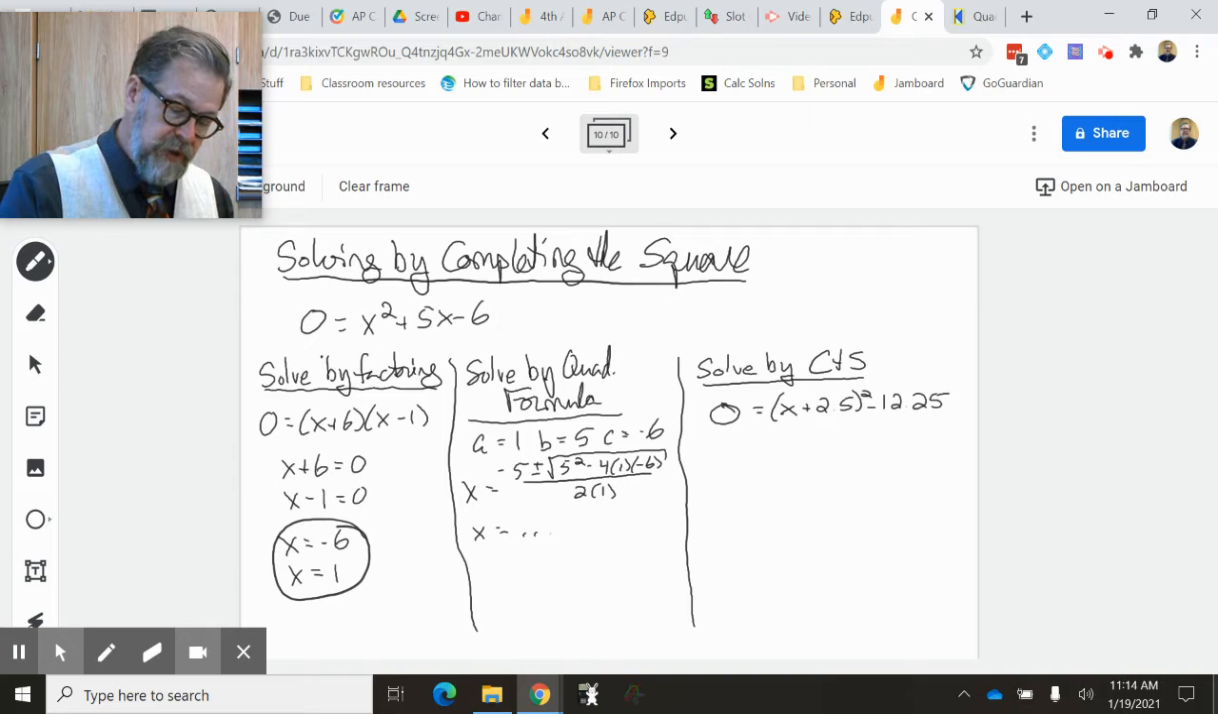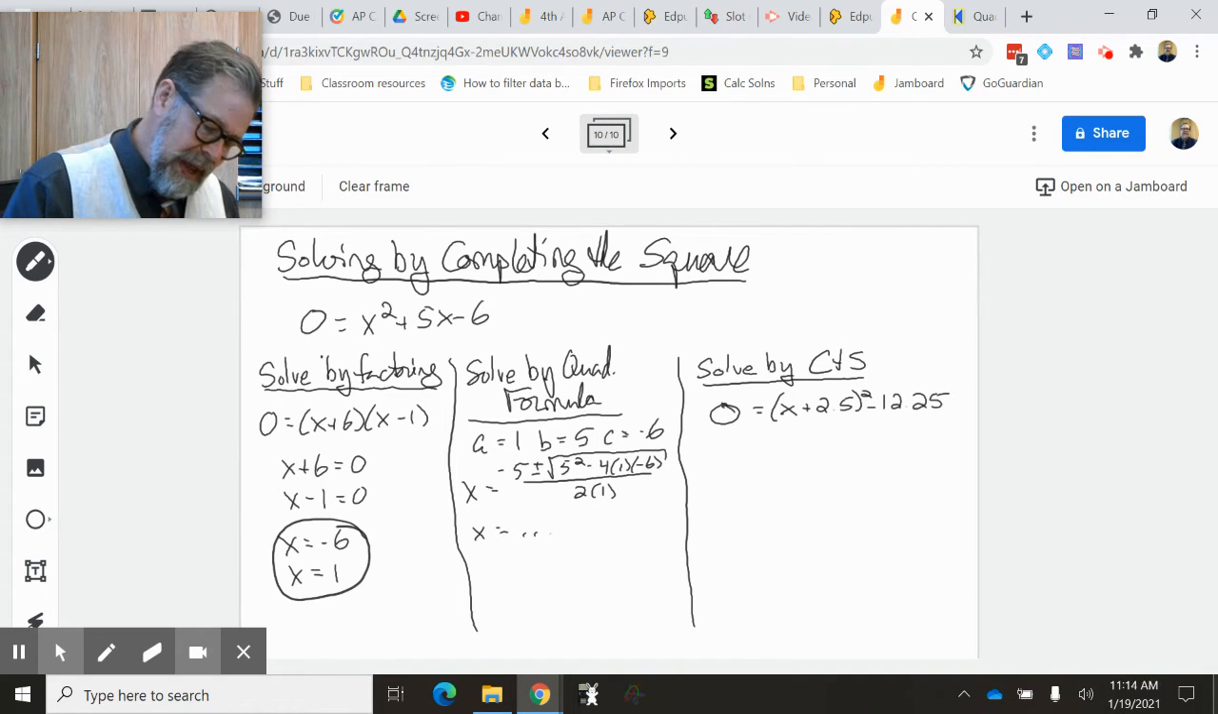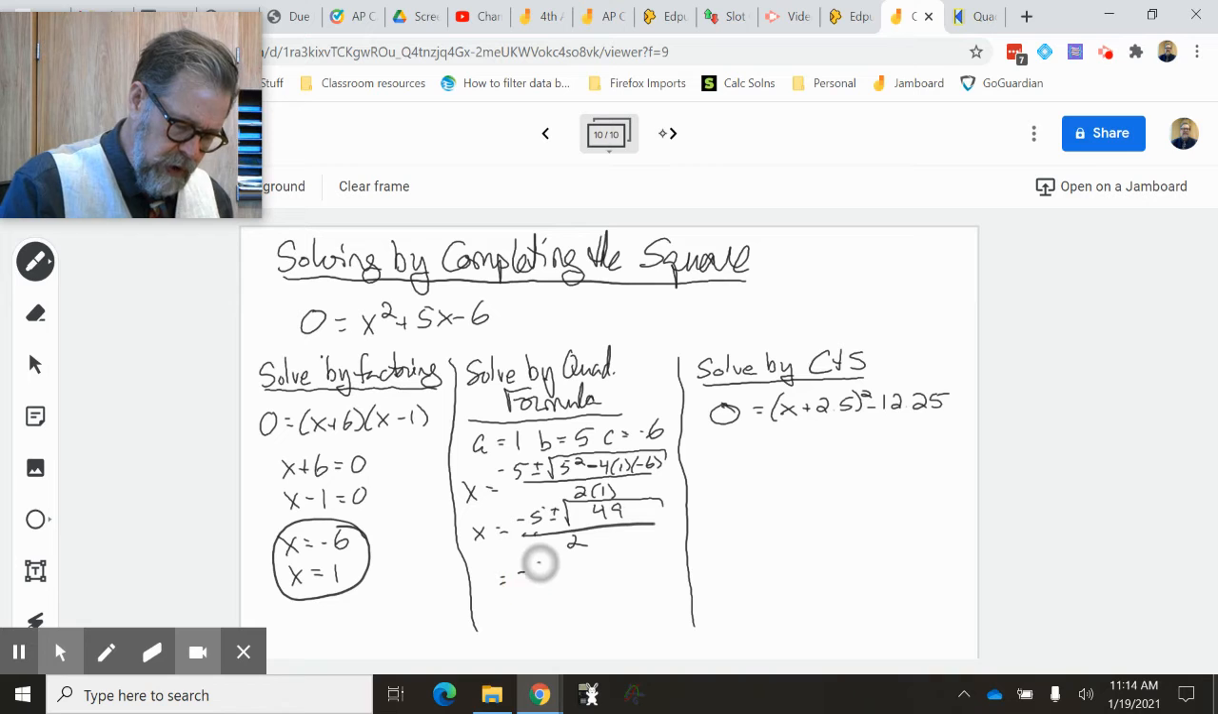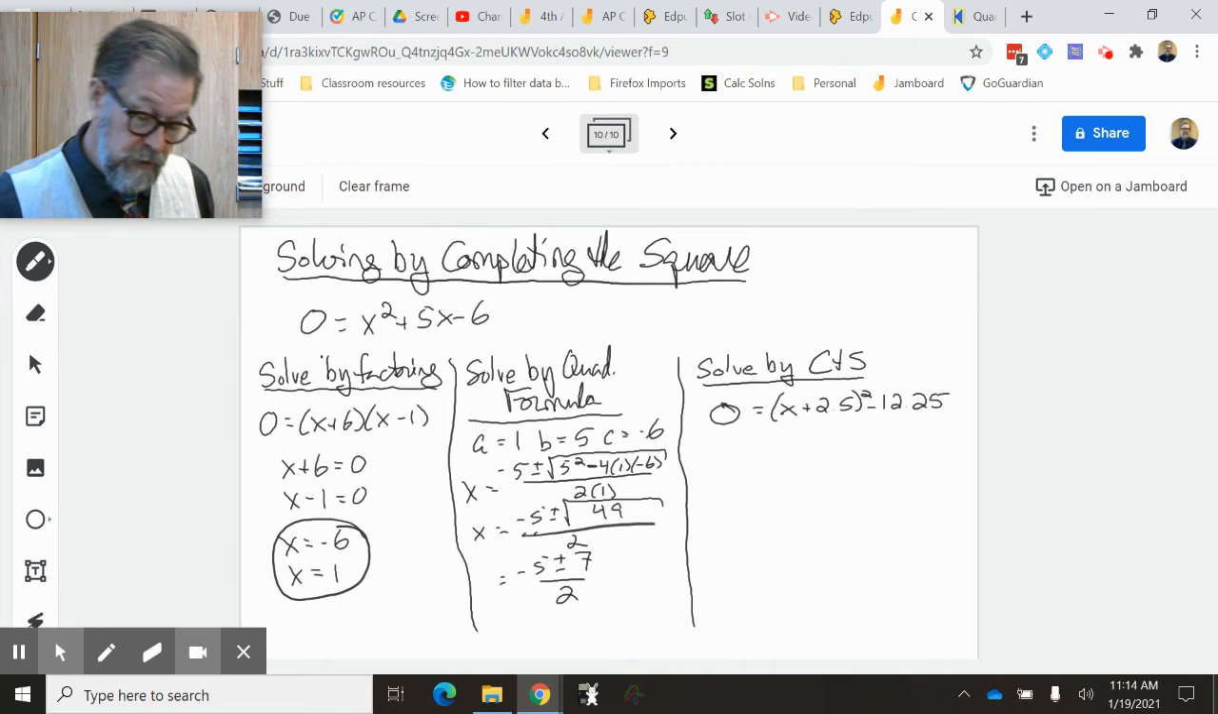A is 1, B is 5, C is negative 6. I plug them into the quadratic formula. It's a little bit complicated, but at the end of the day, we get negative 5 plus or minus the square root of, and we figured this out, 25 plus 24, which is 49, all divided by 2. Not super difficult. Negative 5 plus or minus 7, all divided by 2, and then we do that a couple times, and in fact, we get negative 6 and positive 1.